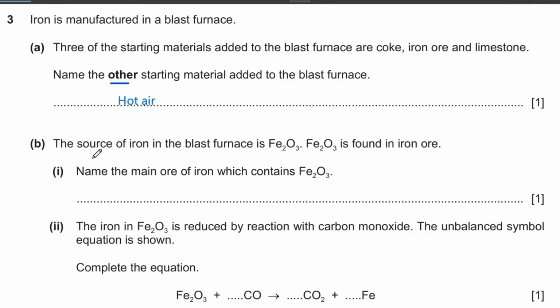Next question. The source of the iron in the blast furnace is iron 3 oxide. Iron 3 oxide is found in iron ore. Name the main ore of iron which contains iron 3 oxide.